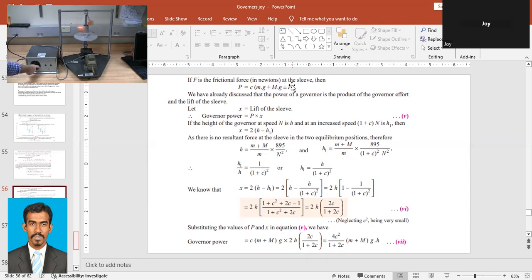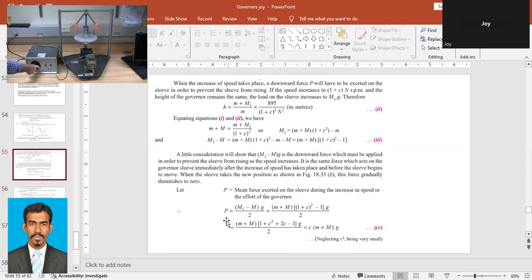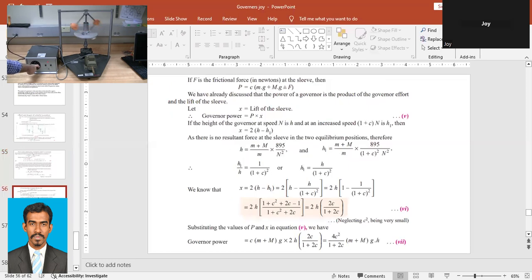We have already discussed that the power of the governor is the product of governor effort and the lift of the sleeve. So far we have found the effort of the governor P, which is equal to C into capital M plus small m into g. Now we are going to find the power of the governor. Power of the governor is effort into the distance of sleeve movement. So power is equal to P into X, where X is the lift of the sleeve and P is the effort.